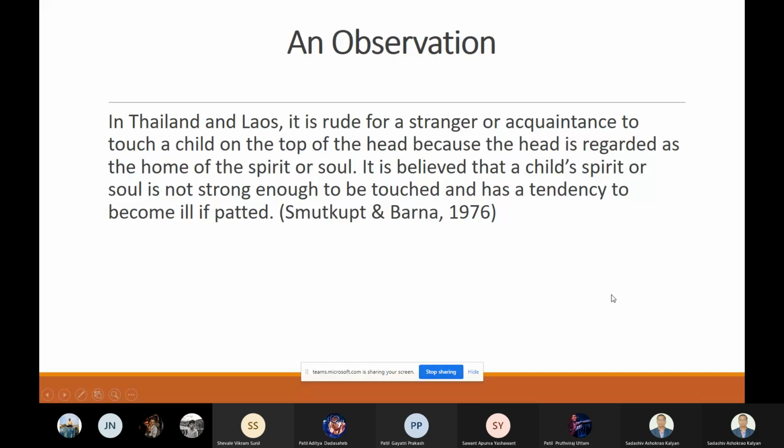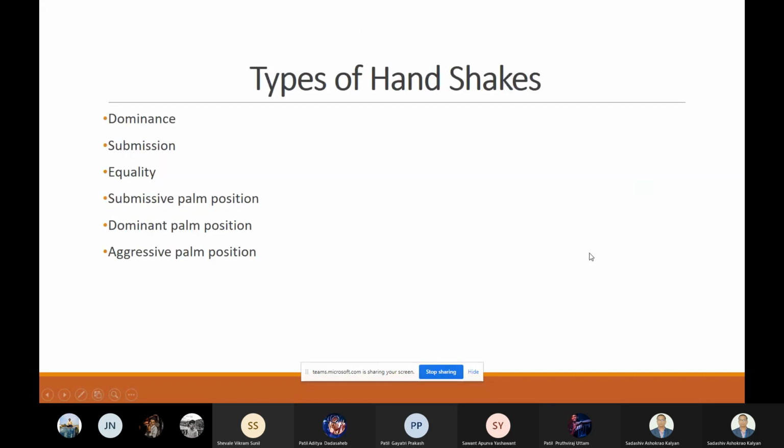I have given you various kinds of pictures in front of you. What kind of picture we observe in India, and at the same time what kind of picture we observe in Thailand, in the UK, and in the US also. So there are also types of handshakes. Some people do their handshakes to show dominance. Some do their handshakes to show one kind of equality.